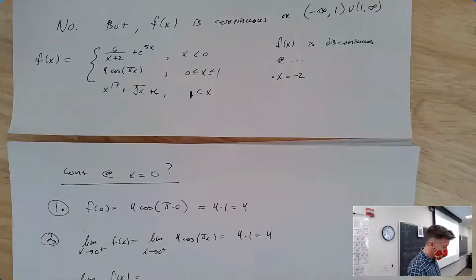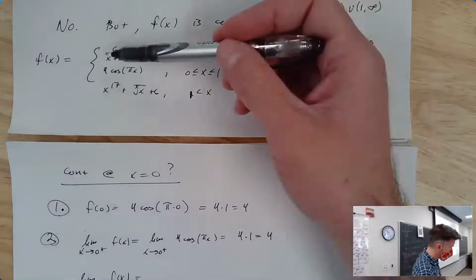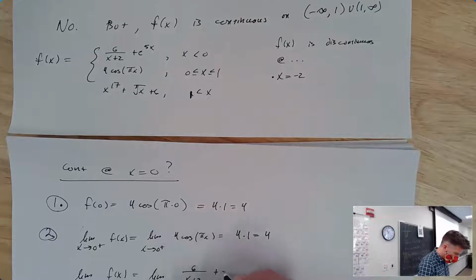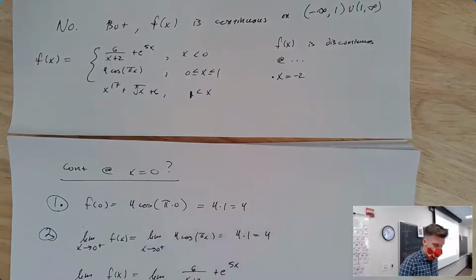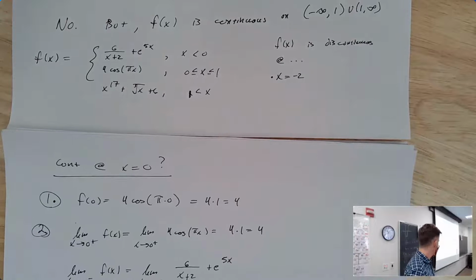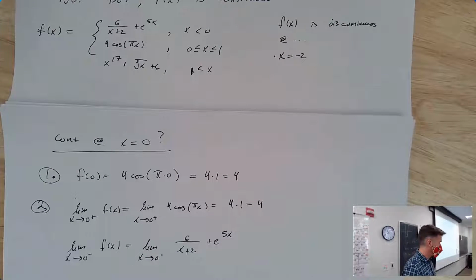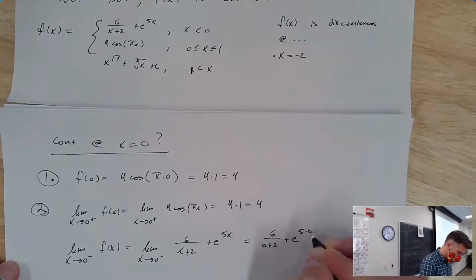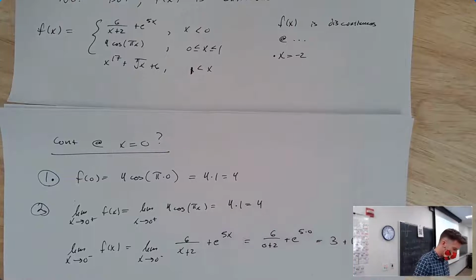If we're on the left side of 0, we are using this piece where x is less than 0. So we're going to do the limit as x approaches 0 from the left of 6 over x plus 2 plus e to the 5x. Whenever you're evaluating the limit, the first thing I'm going to do is just try to plug in what x is approaching. So I'm going to get 6 over 0 plus 2 plus e to the 5 times 0. That's going to be 6 over 2 plus 1, which is 4.